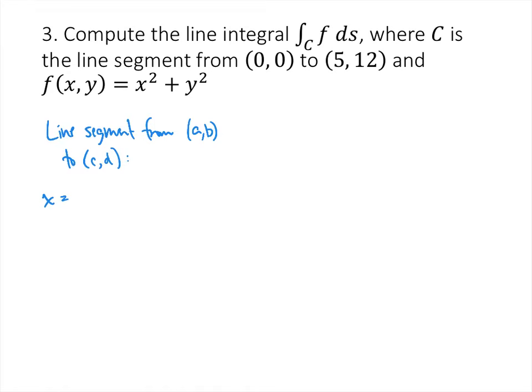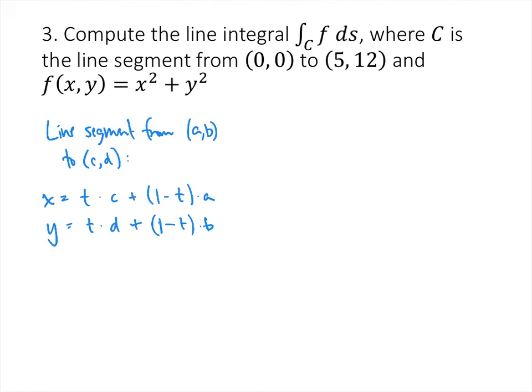x equals t times c plus 1 minus t times a, and y equals t times d plus 1 minus t times b. When t is 0, this gives us x equals a and y equals b, and when t equals 1, this gives us x equals c and y equals d. So this gives us a linear function for x and y.